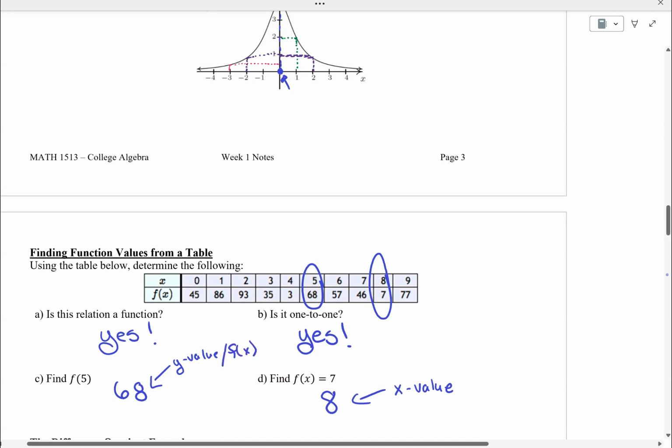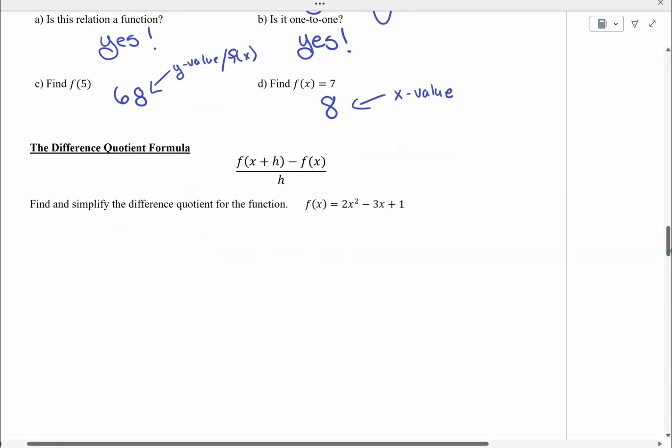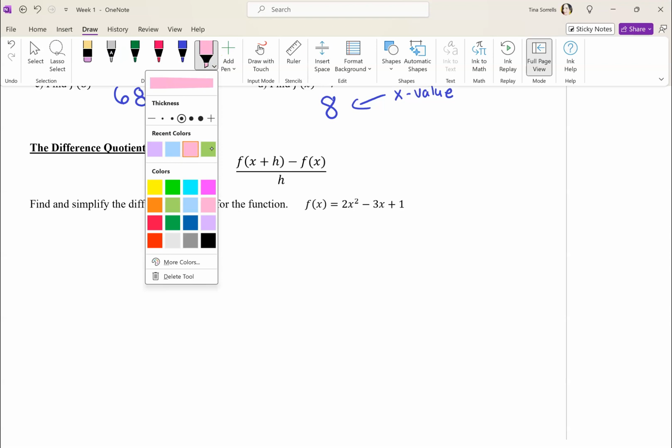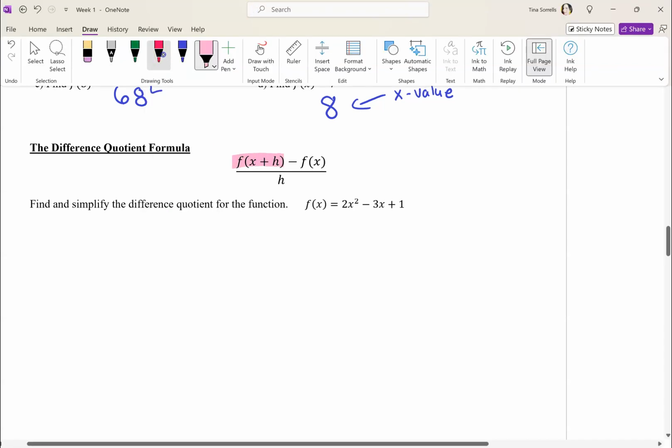Okay, the last thing we're going to cover for today is the difference quotient formula. So you're going to be given some type of problem, and you're going to be asked to use the difference quotient formula to simplify it. Okay, so basically it is a lot of plugging in like we just did. So I'm also going to color coordinate this one. So let's start with pink. So we're going to do this portion of the problem in pink.